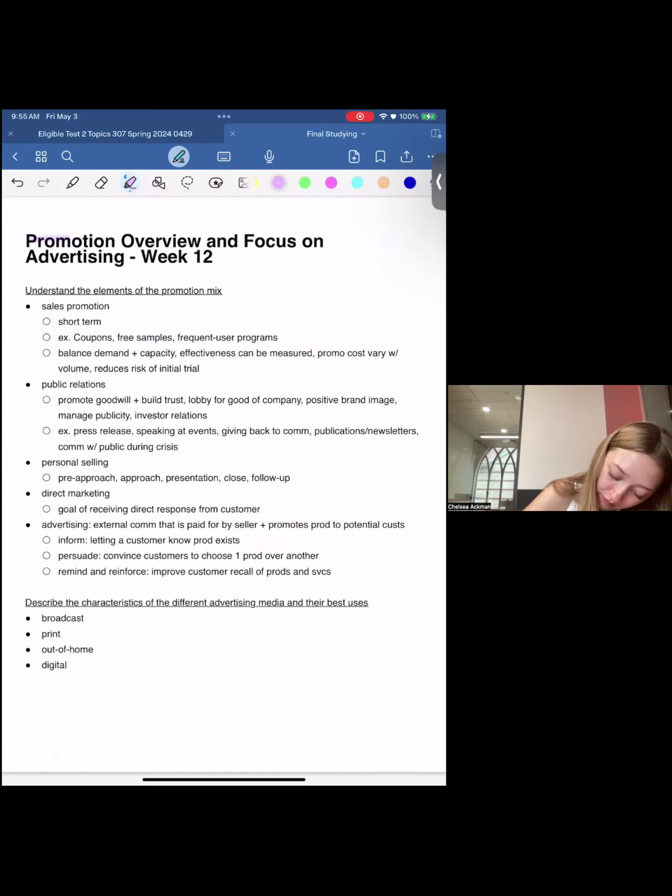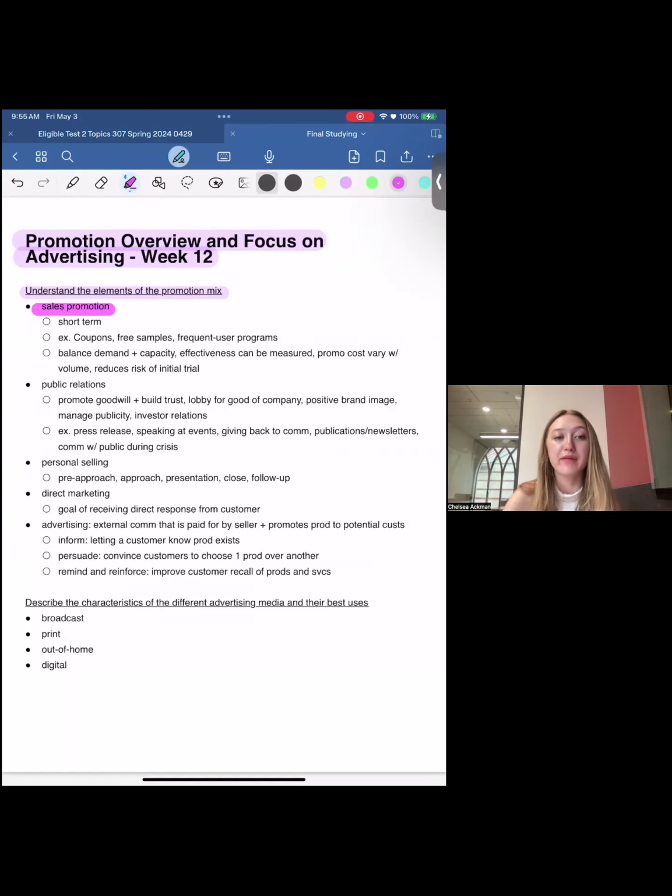Next, we have the promotion overview and the focus on advertising from week 12. Understand the elements of the promotion mix. So we have sales promotion, which is short term: coupons, free samples, frequent user programs. You balance demand and capacity. Effectiveness can be measured. Promotional costs vary with volume, and it reduces the risk of initial trial. Public relations promotes goodwill and builds trust, lobbies for the good of the company, creates a positive brand image, manages publicity, and handles investor relations. Personal selling, these are kind of the steps of personal selling.